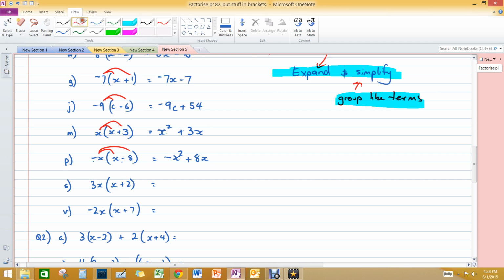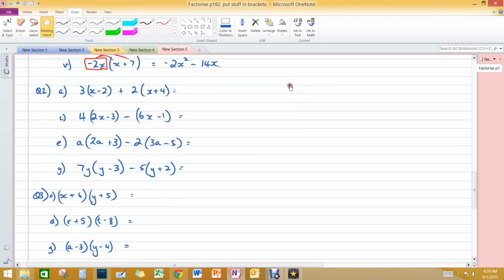8x. For this next one, keep in mind that because there's no positives or negatives, this term that's in front of the brackets, we need to multiply by everything inside the brackets. So 3x times x is going to be 3x squared plus 3x times 2 is 6x. And again, everything that's in front of the brackets here, including this minus sign, needs to be multiplied by what's inside those brackets. So negative 2x times x is negative 2x squared. Negative 2x times 7, 2 7s are 14, so it's going to be minus 14x.